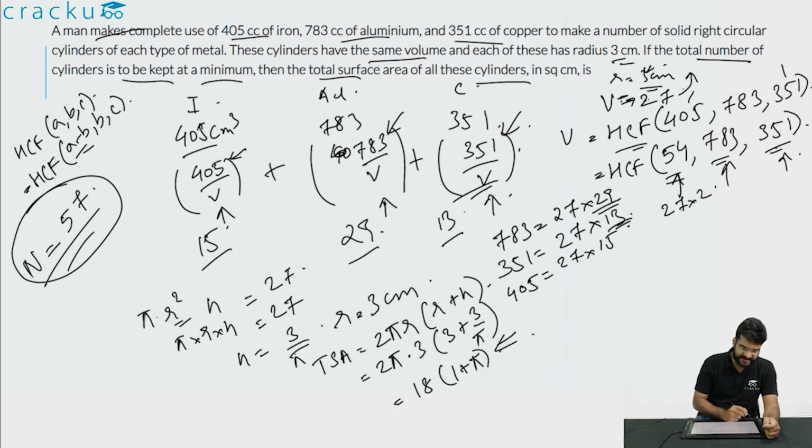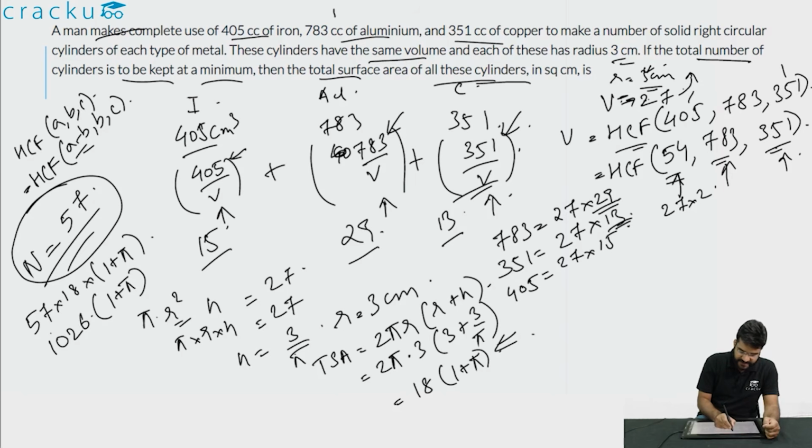But we have 57 such small cylinders. Therefore, for all these cylinders together, the total surface area will be 57 into 18 into (1 plus pi). If you calculate it, you will find that this is equal to 1026 into (1 plus pi). That is the answer. So there are two steps in this.